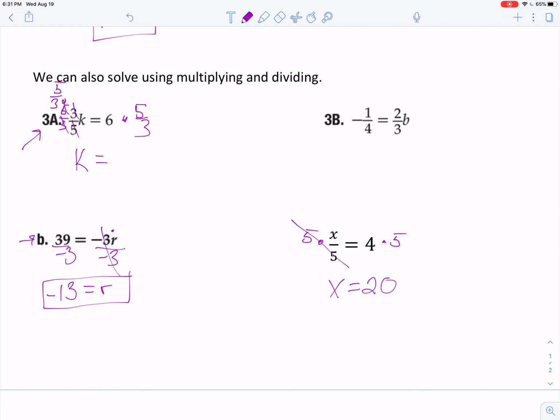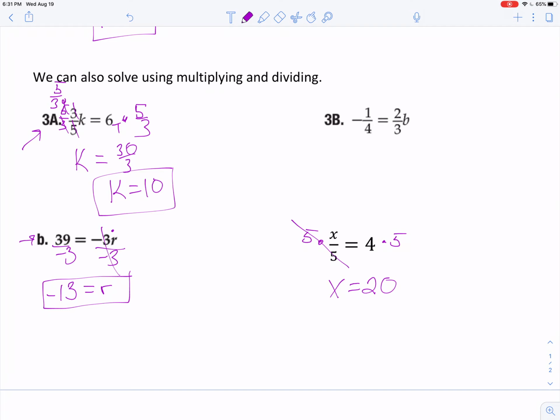It's so cool. And this is going to leave me with, if you want to do actual fraction multiplication, this is how I do math without a calculator, right? 6 times 5 is 30. 30 divided by 1 times 3 is 3. And 30 divided by 3 is 10.